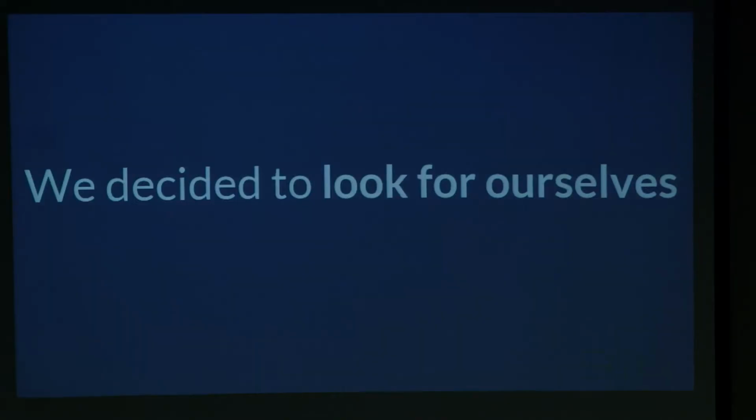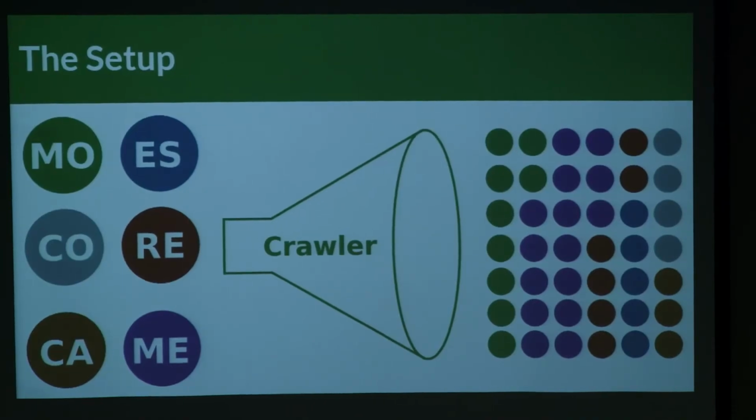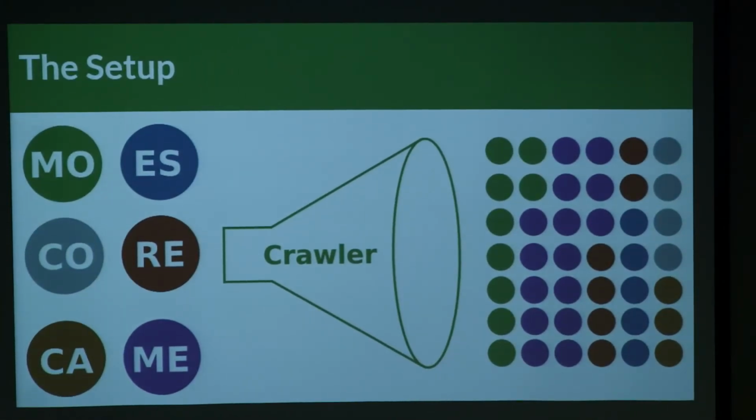And that's exactly what we did. So we decided to look for ourselves. And here's kind of our setup at a 2 million foot view. This is the technical slide. On the left-hand side, we have our technologies. You have Mongo, Elasticsearch, Couchbase, Redis, Cassandra, and Memcached. And you can imagine these being Shodan results because we leveraged Shodan for our analysis, feeding into a crawler that we built. It's kind of Shodan agnostic.